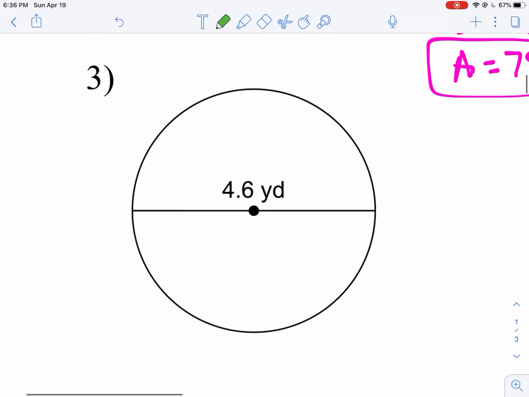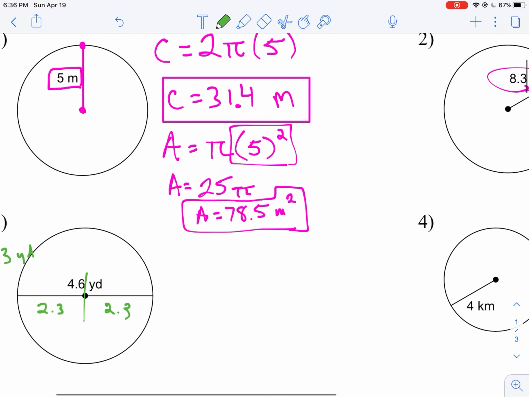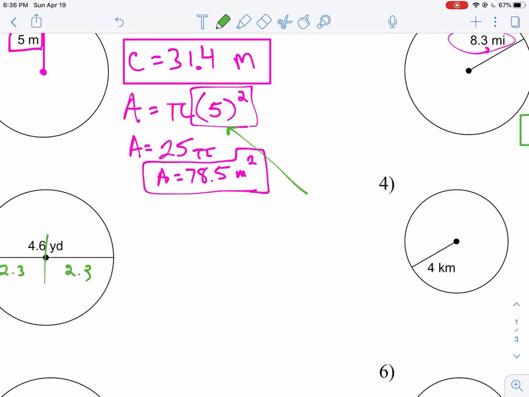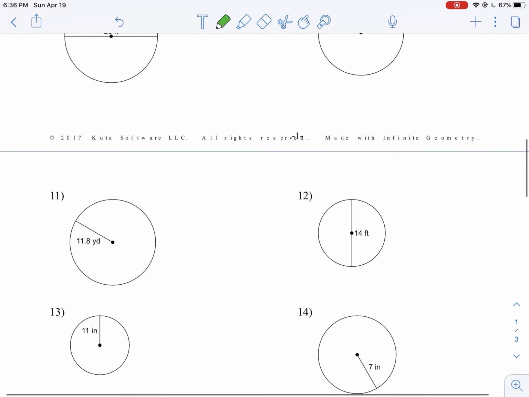Let's just really quick talk about number 3. What is the radius of number 3 equal to? It is not 4.6, but it actually gives me a number 3. This is the measure of the diameter of that circle. So if I want the radius, just remember the radius is half the diameter. So half would be 2.3. So either side of that center mark would be 2.3. So the radius is 2.3 yards for number 3. So when you plug in for radius like we did here, you're going to put a 2.3 there, not a 4.6. All right, and you just carry on there.